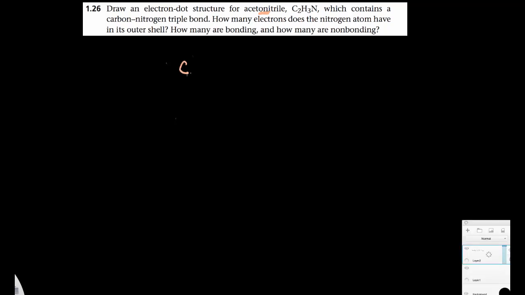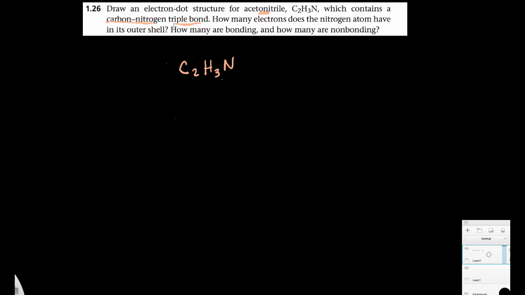So the question is, what's the structure? Draw an electron dot structure for this molecule, C2H3N. And we're given a hint here that there is a carbon-nitrogen triple bond in this molecule. So this kind of problem, where you're given a molecular formula and you're asked to draw the structure, is really best done by trial and error.